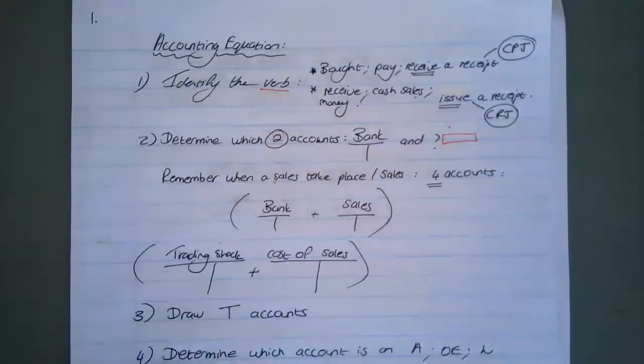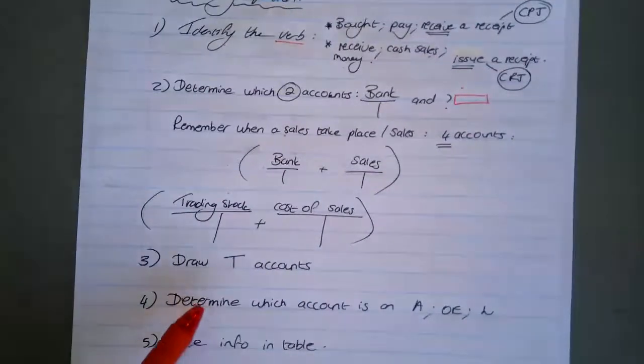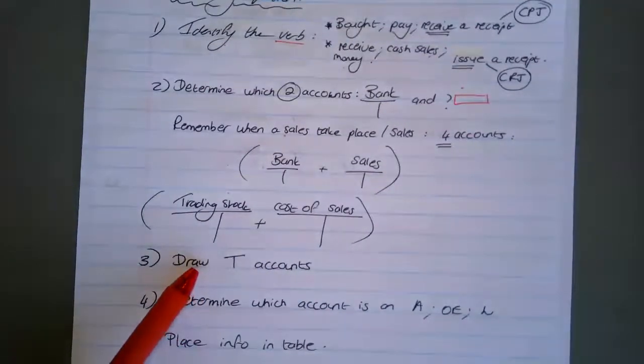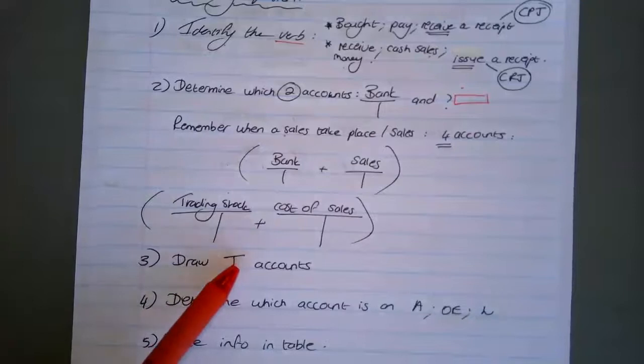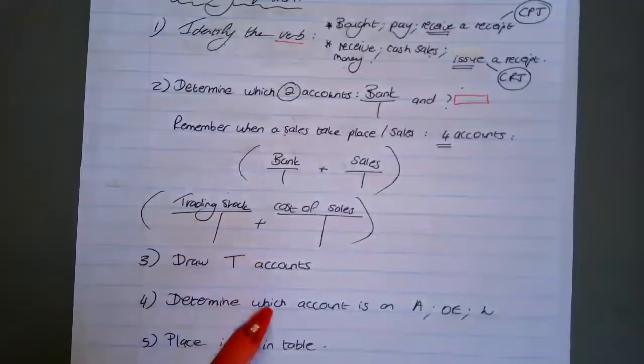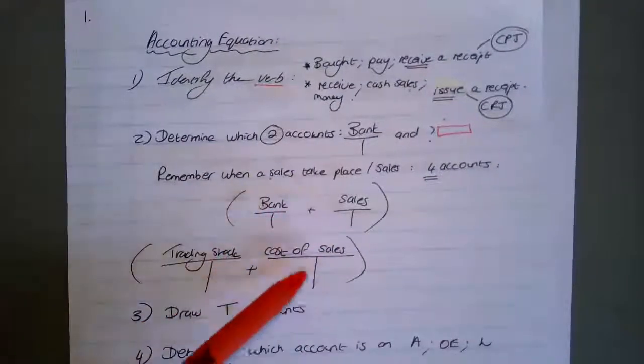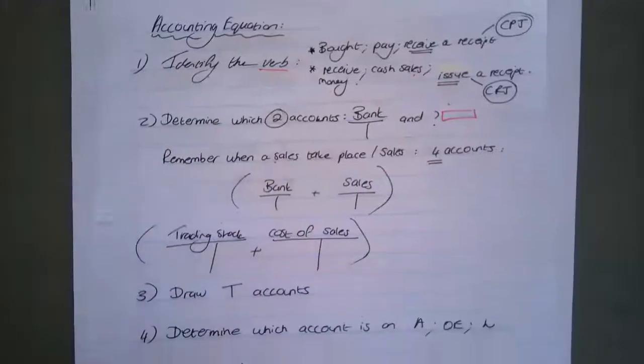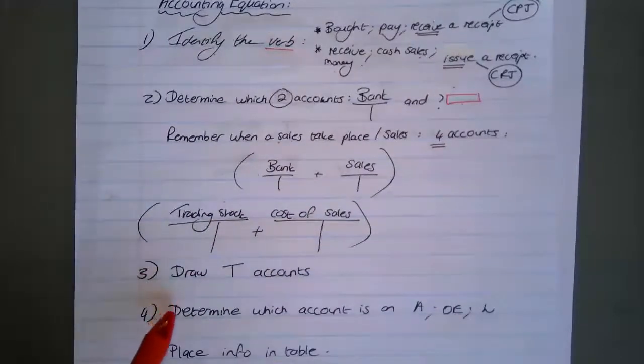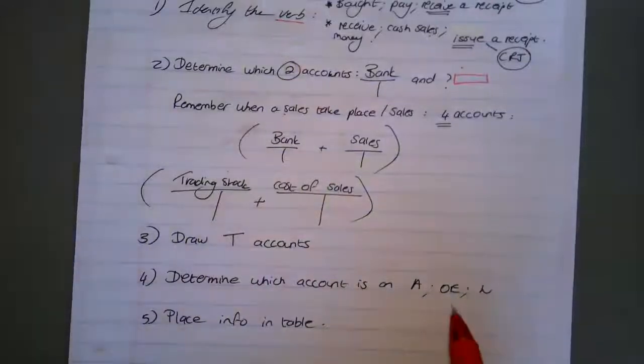Step 3, you need to draw the T account. Now, if you have lesson or class with me, then you will understand what I mean by the T accounts. It's almost like a mini general ledger. So you draw the T accounts for bank and the other account, or you draw the 4 T accounts as seen here. Step 4, you need to determine which of these accounts are assets, owner's equity, or liability, because that will explain to you whether it's debited or credited.